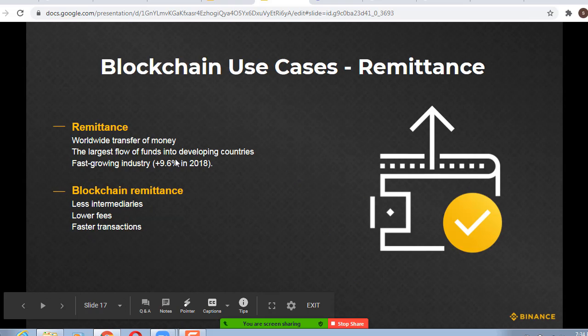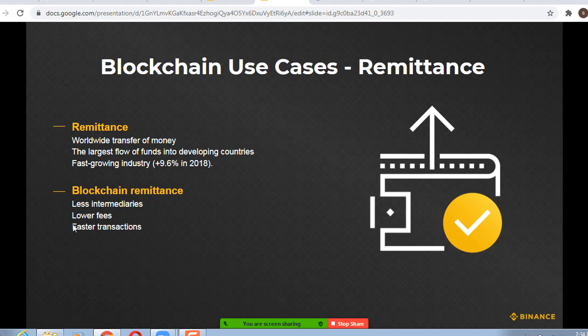Now, we'll look at the difference between the previous approach and when it is being used in line with the blockchain. So let's say we have remittance, the worldwide transfer of money, that's the function. The largest flow of funds into developing countries, a fast growing industry, that is plus 9.6% in 2018. Now, this is ordinary remittance without blockchain. If you use blockchain remittance, there are fewer intermediaries, low transaction fee, and faster transactions, like we saw in the other slide.